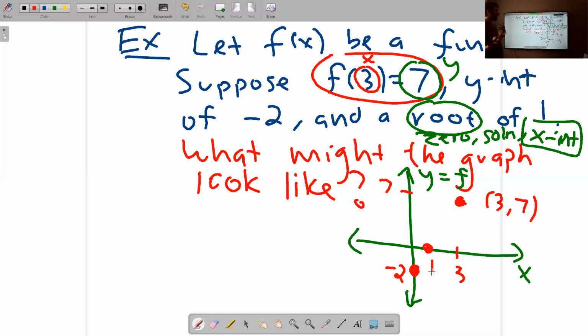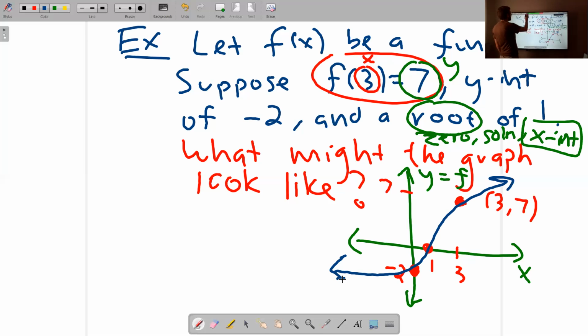We don't know anything else about the graph, so there's lots of possible solutions here. But let me just draw in something that goes through these 3 points. And there you go. That is a possible graph for this function.